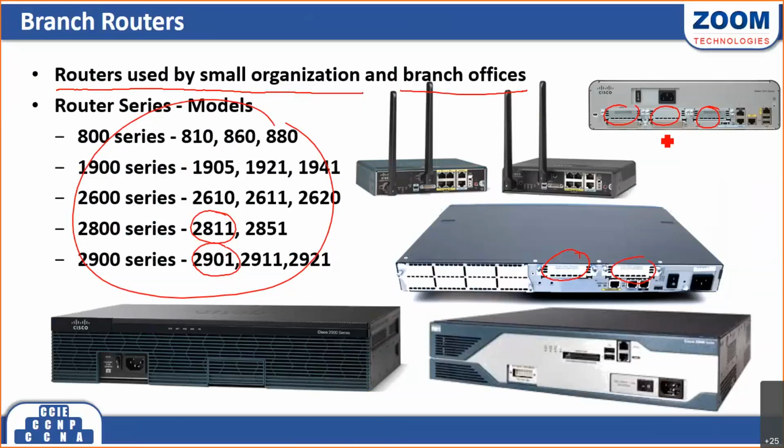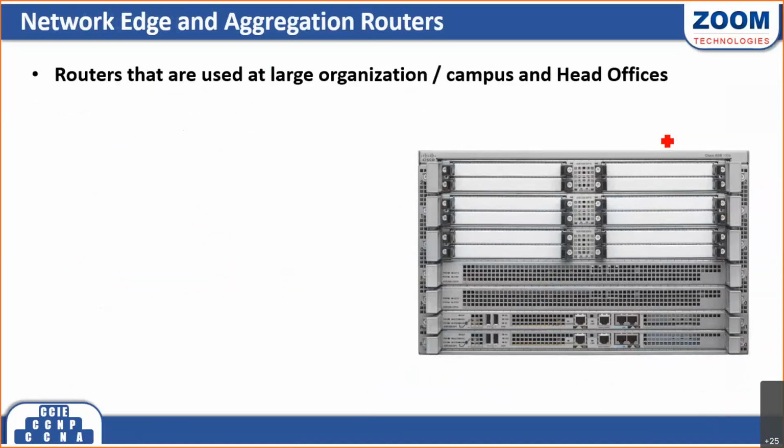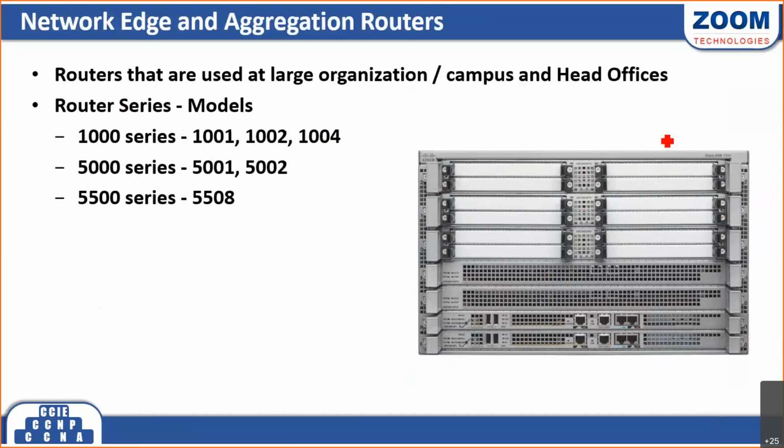So what if you have a large organization like head offices, campus offices? Then Cisco recommends the 1000 series router, 5000 series router, and 5500, because here we can add more WAN ports, LAN ports, whatever. Here we have a number of slots, internal processing capability is very high, the processor and storage are good, and processing speed is very good. Router port speeds are gigabit ports, fast Ethernet ports. So this type of router is recommended for what? Head office. The series 5000, 5500, 5508, like this.